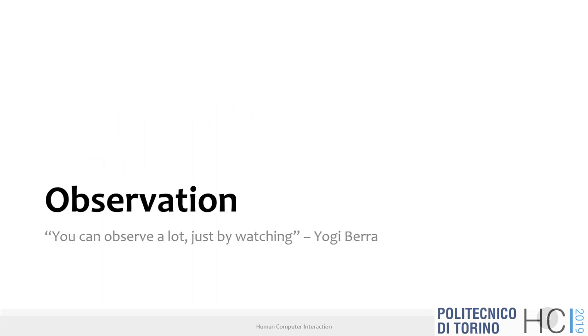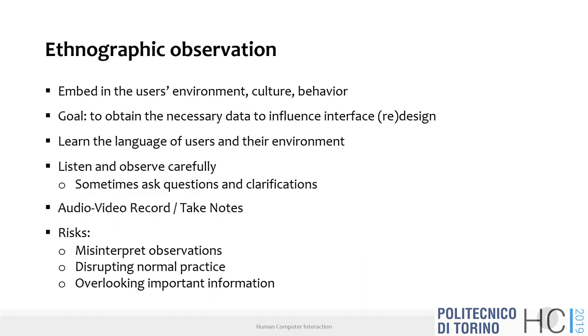The first method is observation. There's this mantra: you can observe a lot just by watching. Watching is a physical action. Observing is reflecting on what we are seeing. And this comes from a bigger domain, which is that of ethnographic observation. The word observation starts in the ethnographic domain. Ethnographics, a very difficult word to pronounce, is what anthropologists sometimes do.